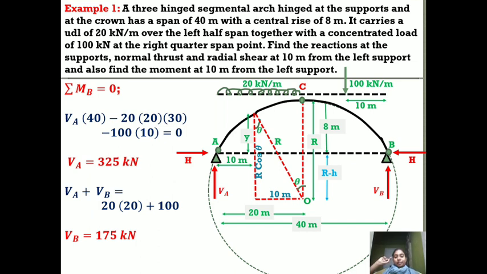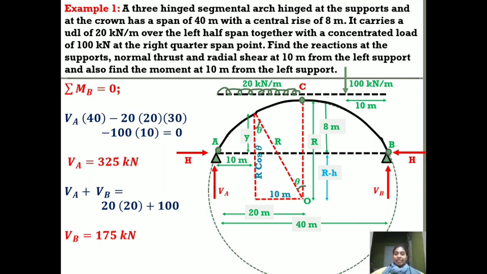Now, at any point in the arch, you will have horizontal shear, vertical shear, normal thrust and radial shear. Also, in order to find R or something, you need to use Scott's segmental theorem. Now, we will come to the problem. Example 1. A 3-hinged segmental arch hinged at the supports and at the crown has a span of 40 meter with a central rise of 8 meter.